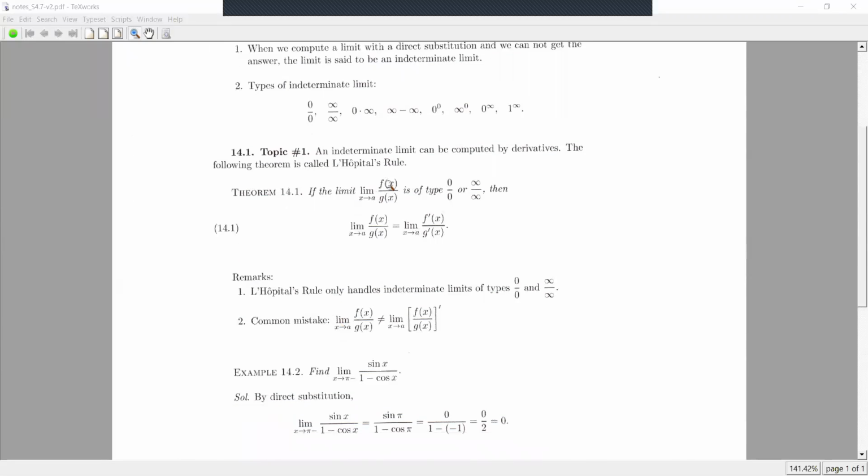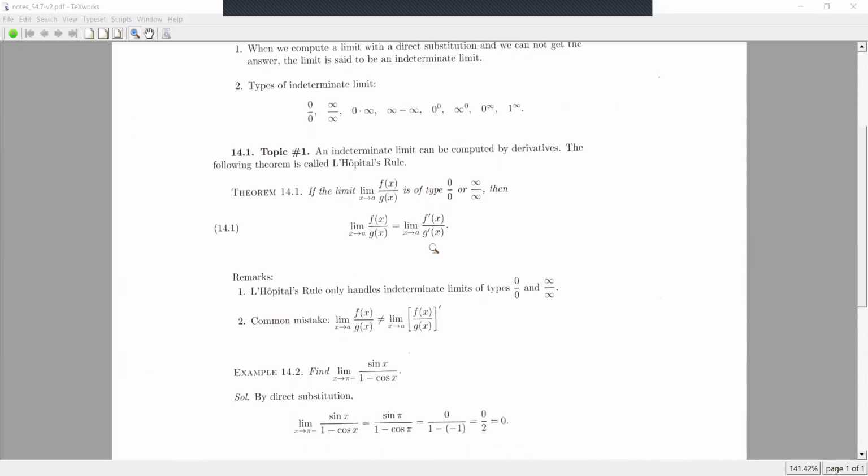Suppose we have a quotient of two functions, and suppose we want to compute this limit with direct substitution. Directly plug in a for x. If we get 0 over 0 or infinity over infinity, then L'Hopital's rule says that we can compute this limit by this limit: take derivative on f, take derivative on g. Yeah, this formula is called L'Hopital's rule.